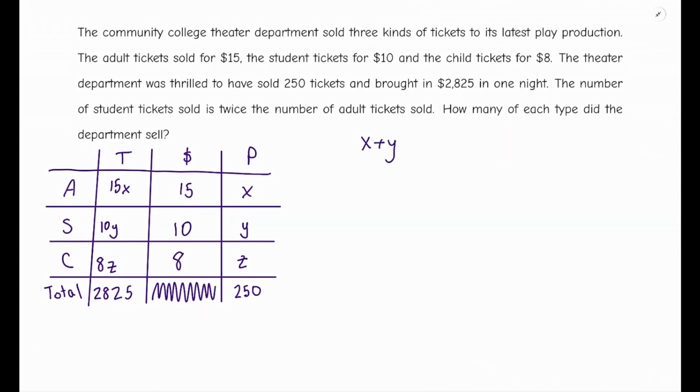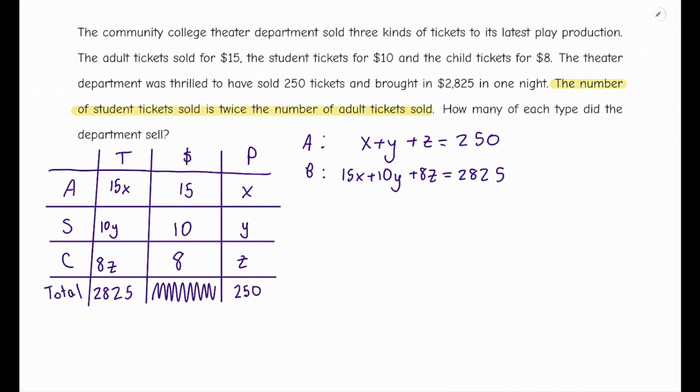x plus y plus z has to equal 250, first of all. Then we get 15x plus 10y plus 8z equals 2,825. So we get two equations from the table. Unfortunately, since we have three variables, we do need three equations. Well, the third equation literally just comes from this sentence that was given in the problem.